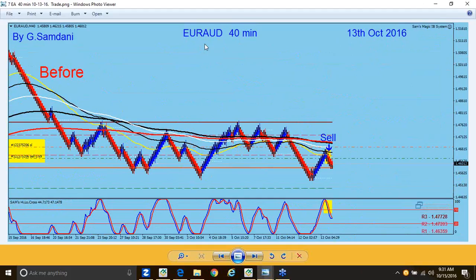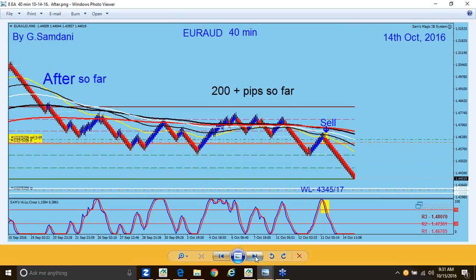On the 13th October, you can see Euro USD again. This was the entry over there, and it was taken out. Then I closed the trade with profit, and on the next day it went up, retraced, and gave me the entry again, and this one went down pretty far. Okay, and you can see, here we go. This is on the 40-minute chart, and this is the entry, and all the way to around 200 pip.